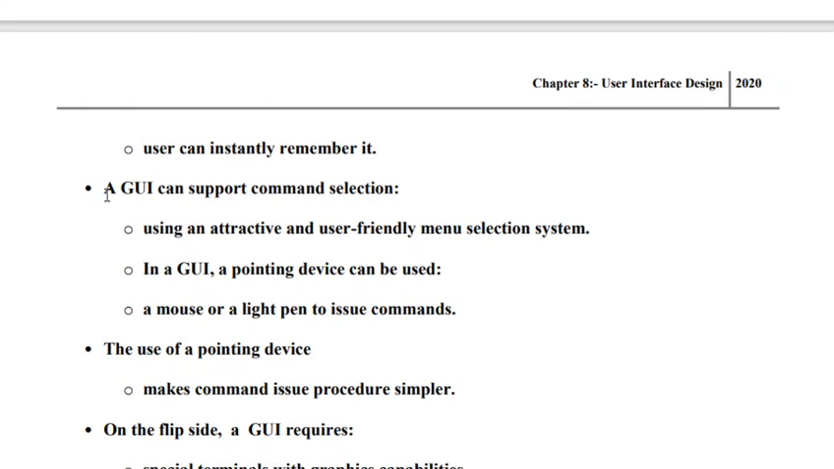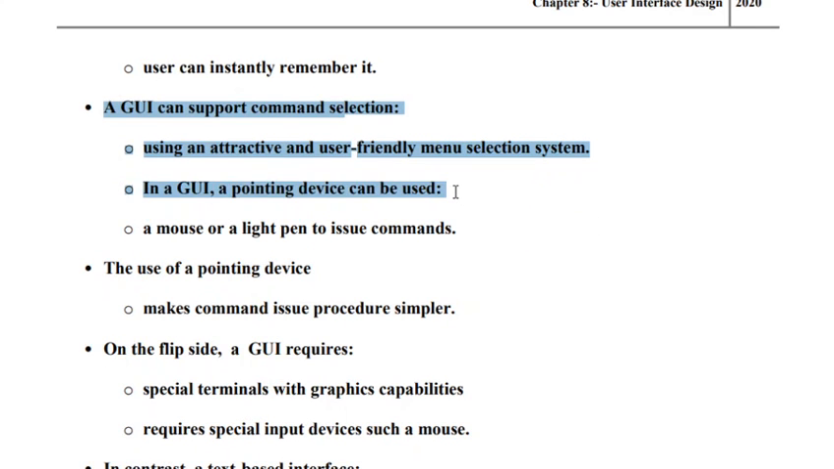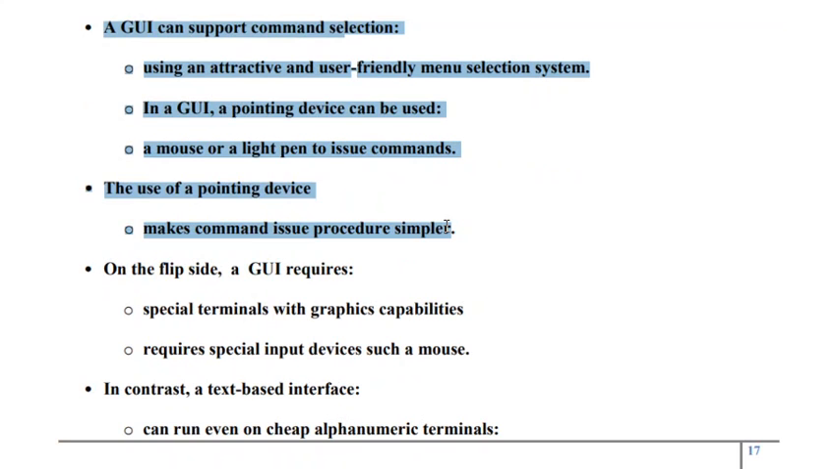Now, a graphical user interface supports command selection using an attractive and user-friendly menu selection system. So we have a well-designed interface that is attractive and user-friendly in nature. We can use pointing devices such as a mouse and light pen to point to different objects, and the use of pointing devices makes the command issue procedure very simple. These are some of the notable advantages of a graphical user interface.